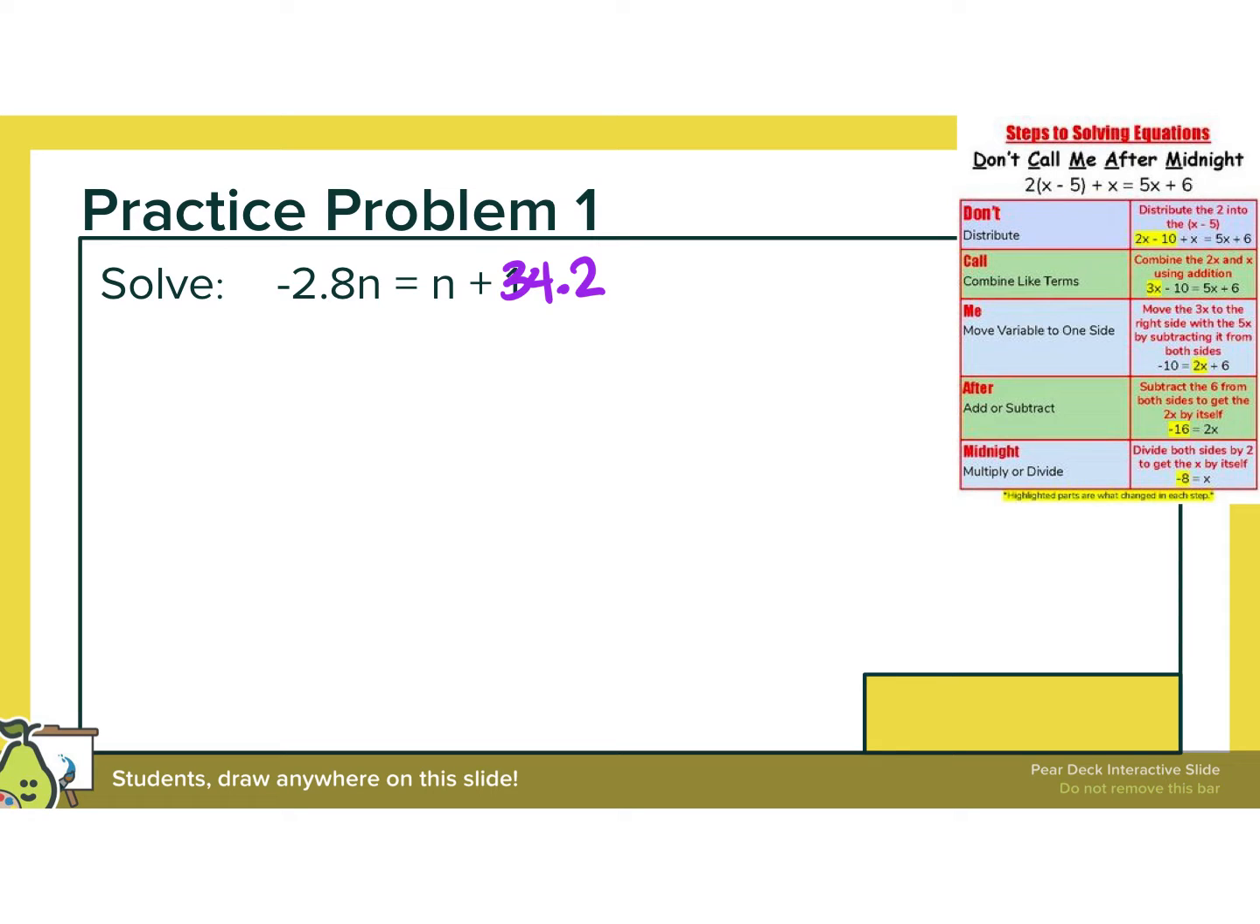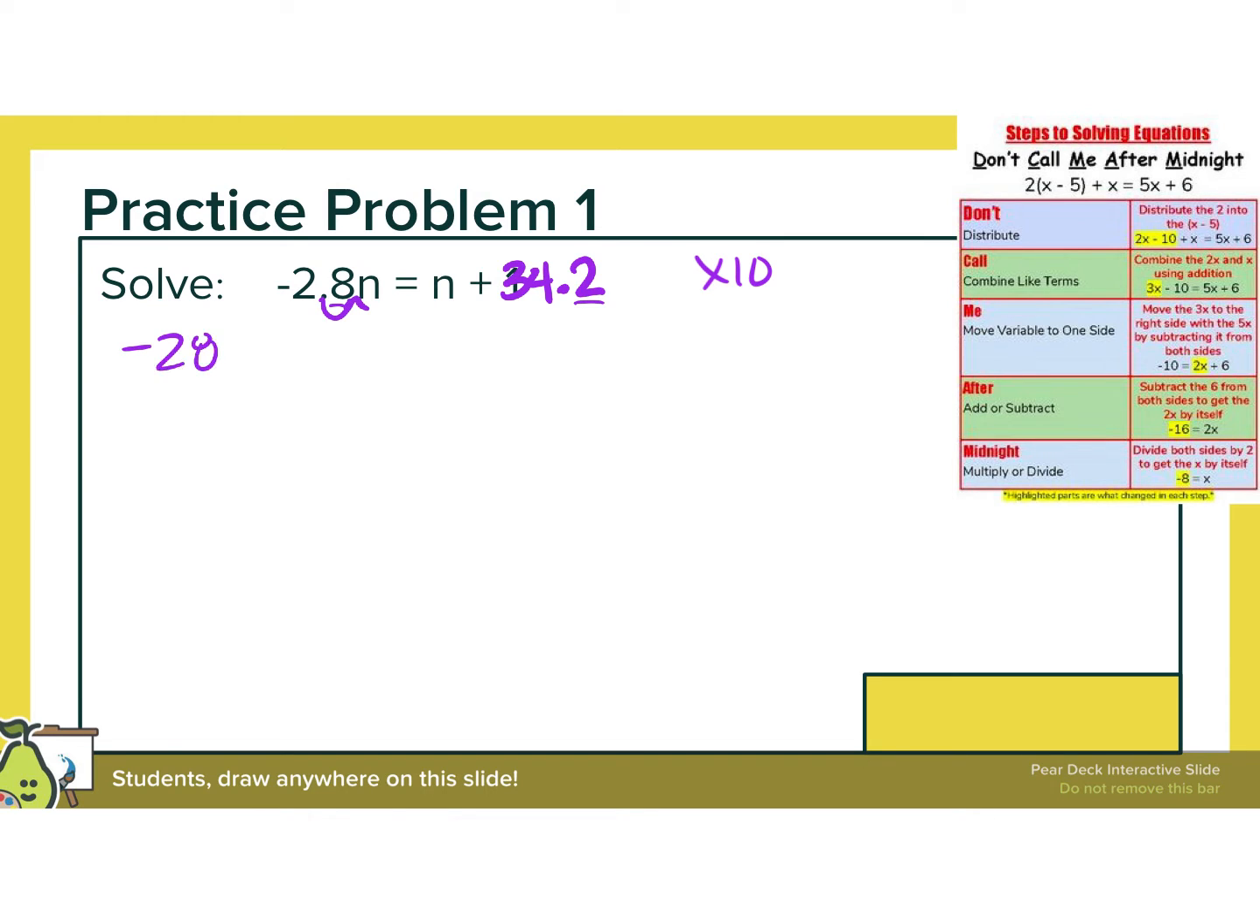All right, so for practice problem 1, let's see how you did, okay? The first thing you have to do is figure out what we are going to multiply by. We only have one digit after the decimal, so we should be multiplying by 10. Hopefully you got that step right. When I multiply by 10, all of my decimals just move over.